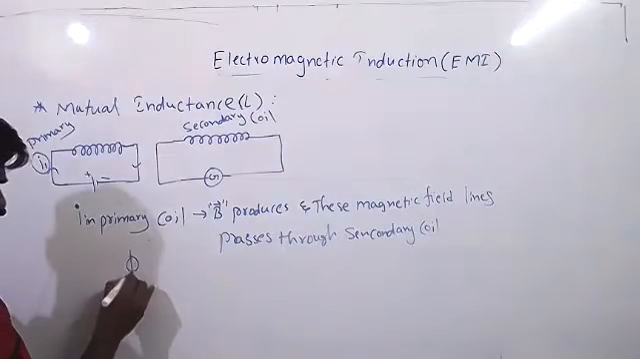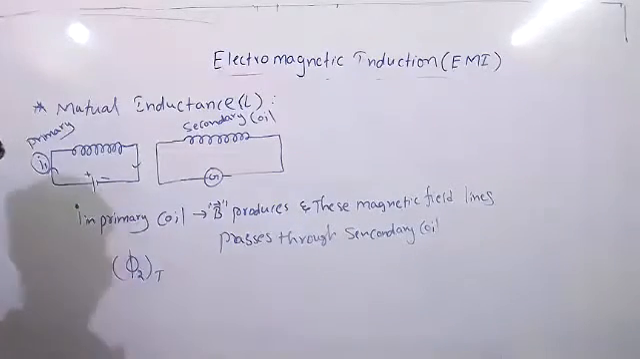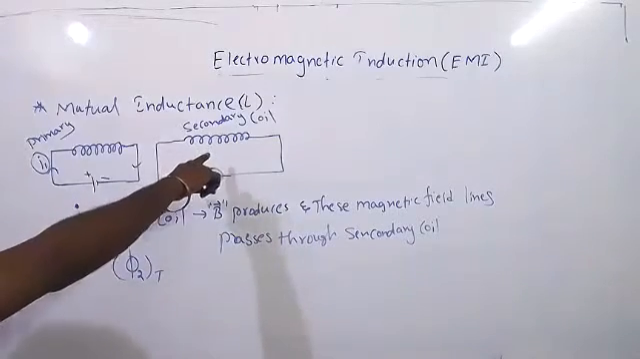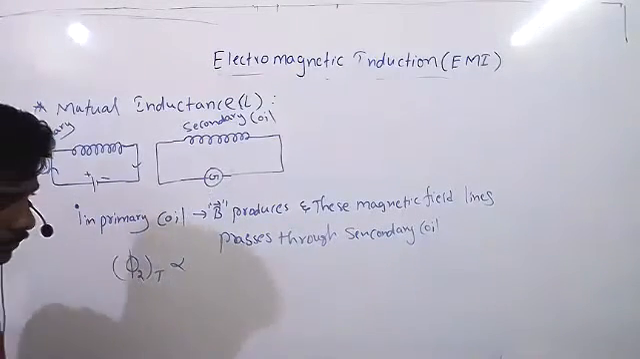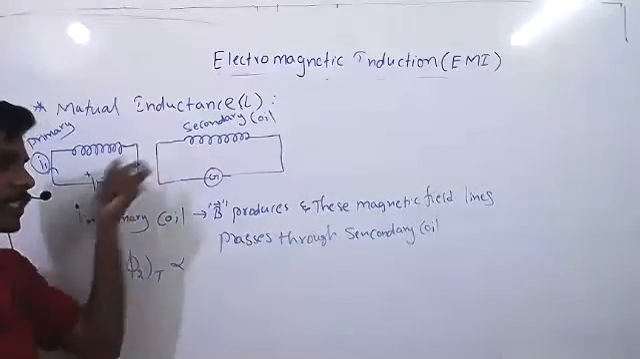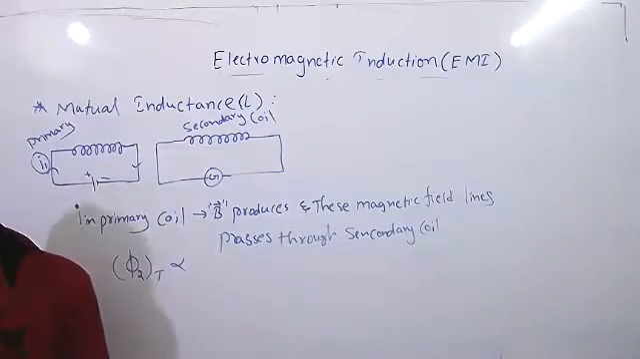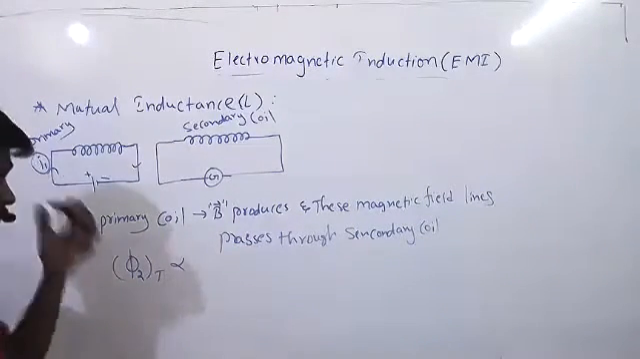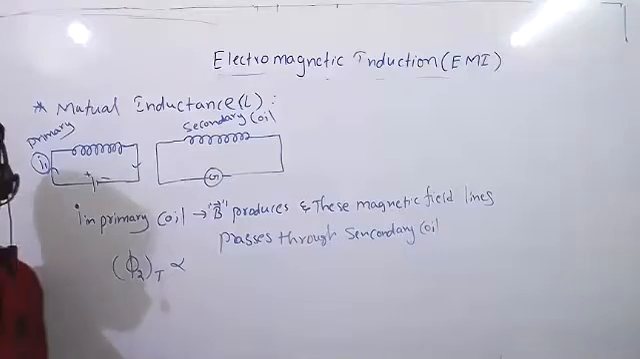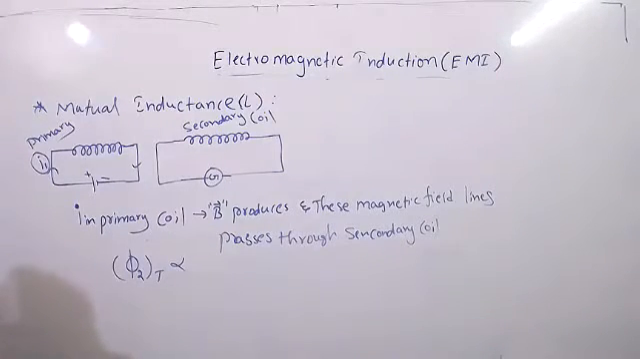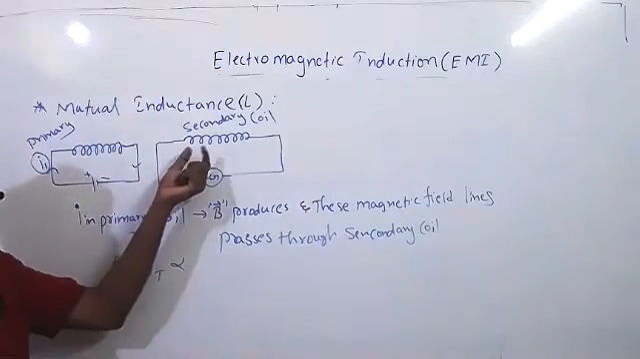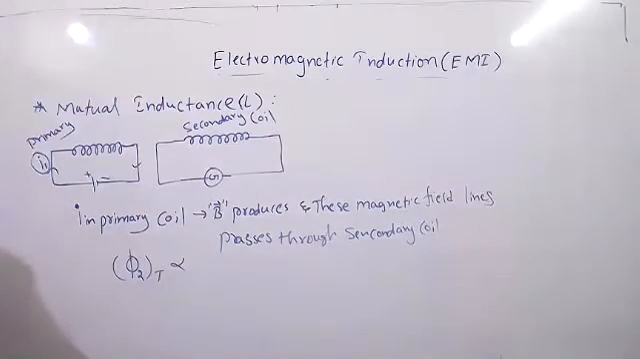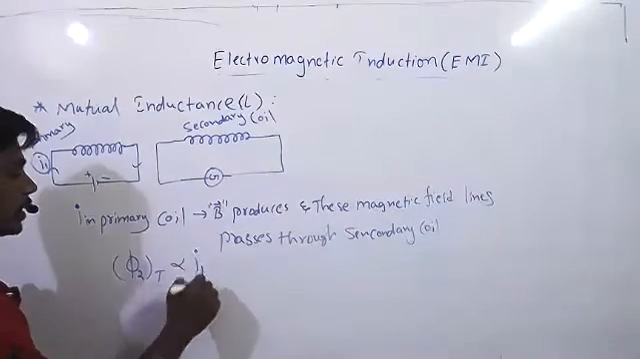If we take the total flux in the secondary coil, it is directly proportional to whom? The total flux in the secondary coil is directly proportional to? Tejaswini, the total flux in the secondary coil depends on whom? I1, sir. So the current in the primary coil, that is I1.